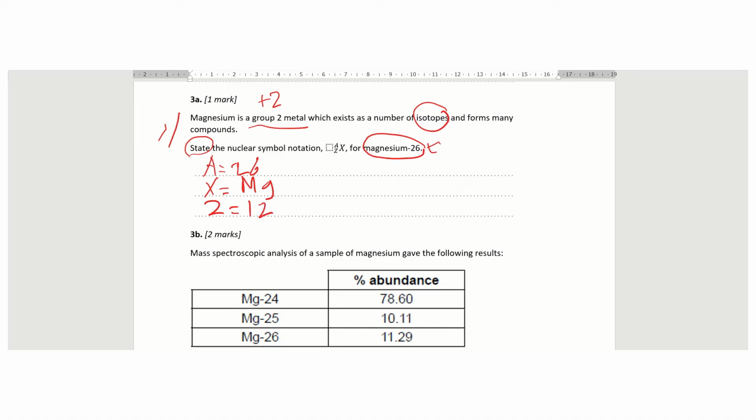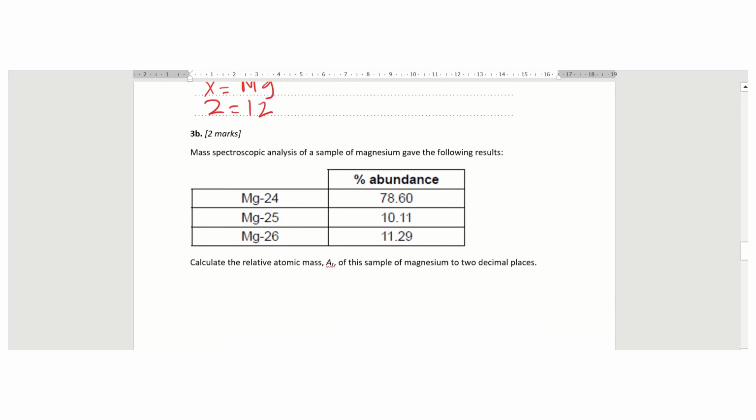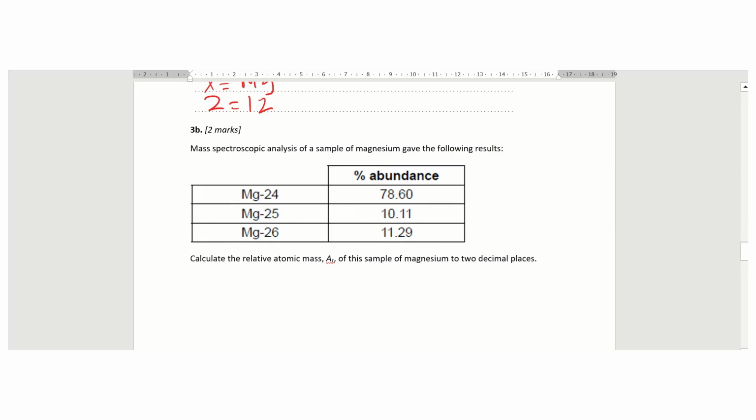Next question: mass spectroscopic analysis of a sample of magnesium gave the following results. Calculate the relative atomic mass, AR, of the sample of magnesium to 2 decimal places. It's really important to pay attention to what the question is asking you. Is it asking you to determine the answer to 2 decimal places or to significant figures? In this case, pay attention to the decimal places. So how do we calculate the AR? To calculate an AR, you need the mass number of the isotope and its abundance.